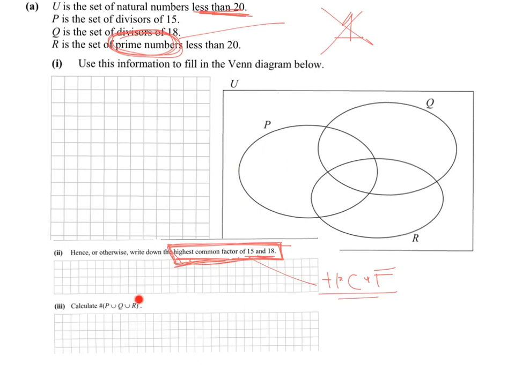This next one said calculate the cardinal number. The cardinal number is the number of elements in P union Q union R. So the cardinal number of all of this, and this little dot here means except. So tell me how many elements are not in any of that. So you're just including this part here.